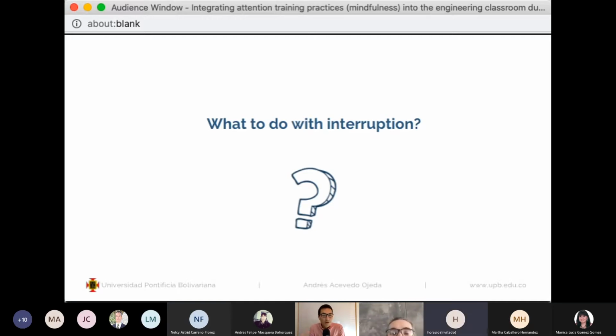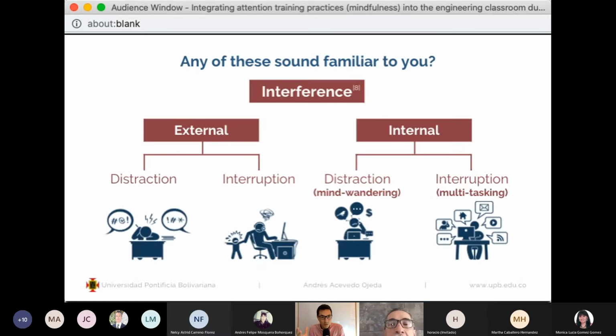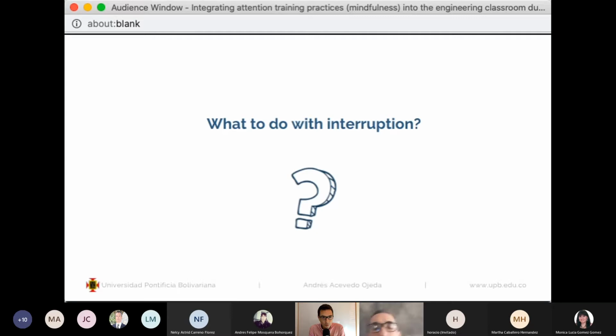Okay, so what can we do about it? What do we do about interruption? So we have all these sources of interruption and interference. We have external distractions and interruptions. We have internal distractions and interruptions. And that is the online engineering context of education that we're living in. What to do with interruption?